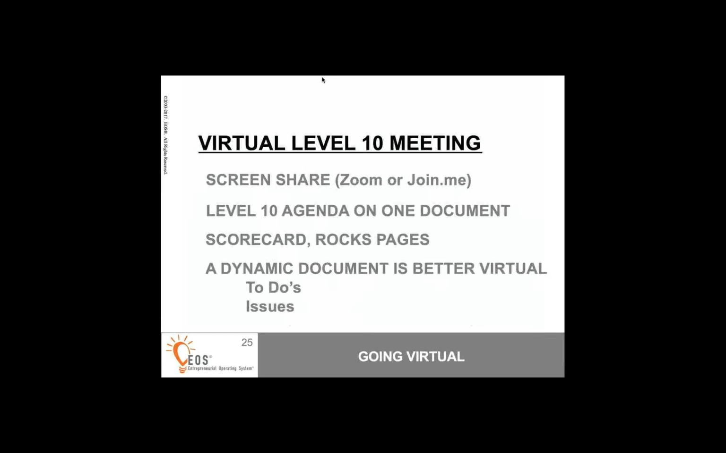The to-do list as a dynamic document is actually better. To-dos are meant to be added to this list and taken away when they're done. And I've found virtually you can actually do that in real time with everybody's focus on the same document. So how the to-dos are supposed to work works better virtually. Issues are actually the same way. As you're moving through your agenda with the scorecard and the rocks and the customer and employee headlines, you can populate your issues list real time in the same document through that screen share.